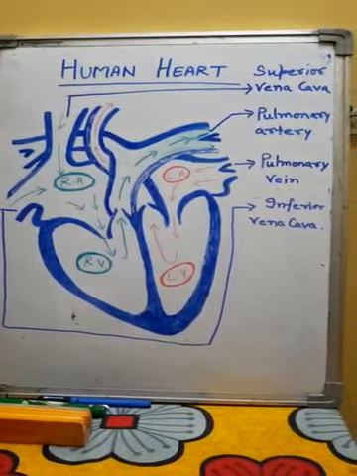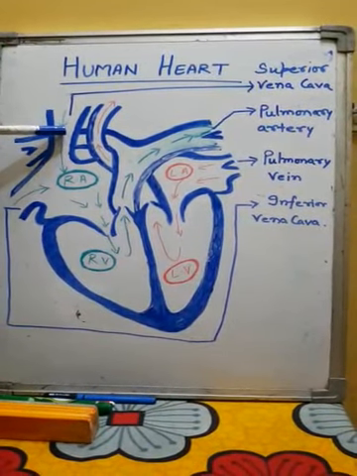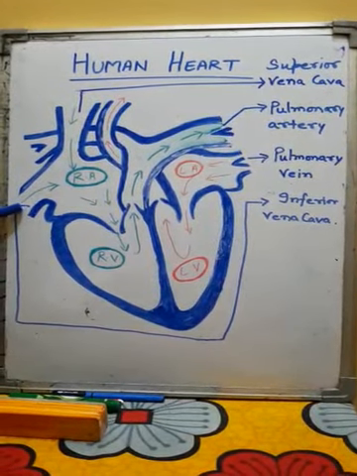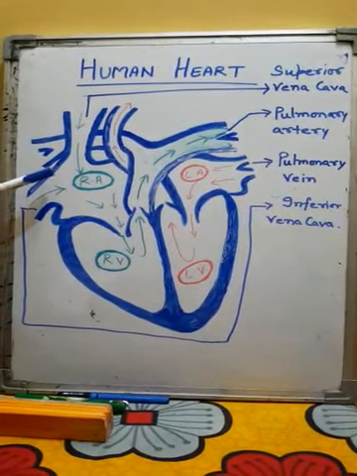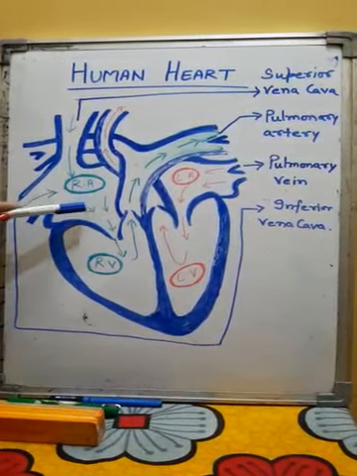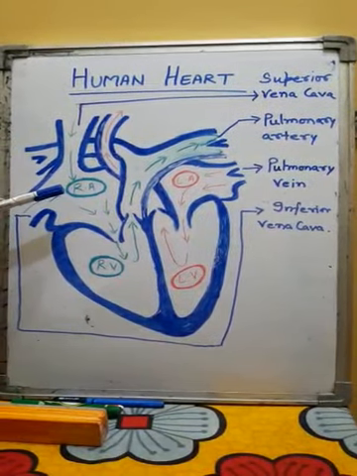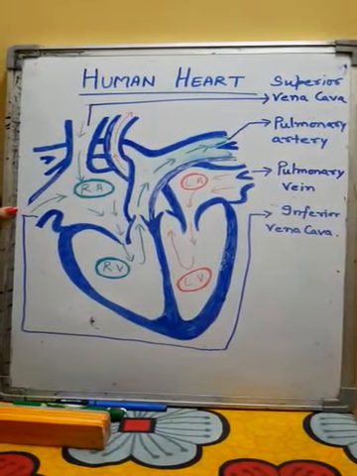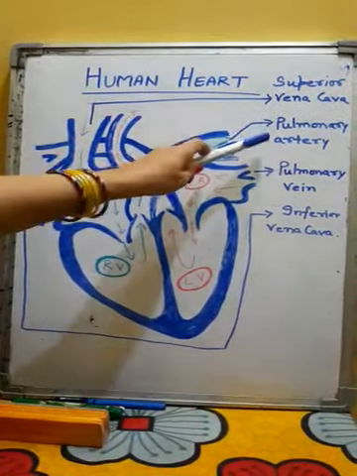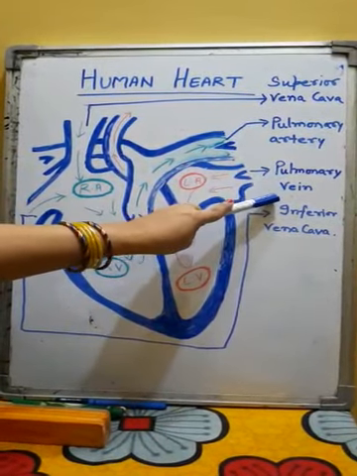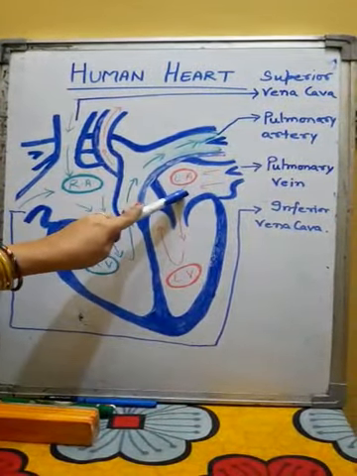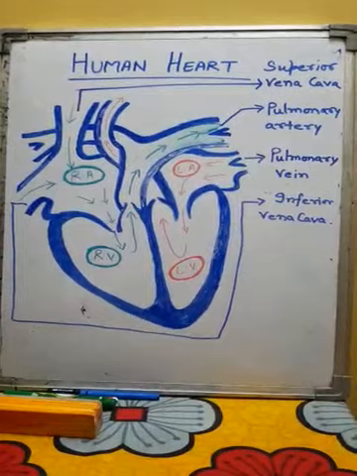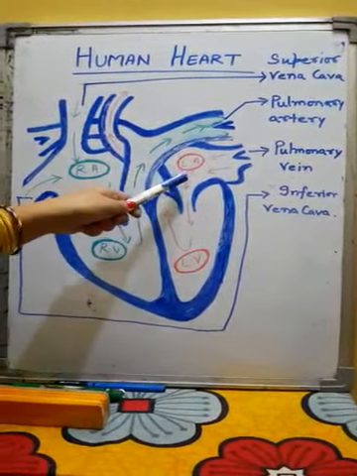Basically, there are two major vena cava. Superior vena cava brings blood from the upper part of the body. Inferior vena cava brings blood from the middle and lower part of the body, and deoxygenated blood enters the right atrium. At the same time, oxygenated blood from the lungs is carried by pulmonary veins into the left atrium. From the lungs, oxygenated blood enters the left atrium.